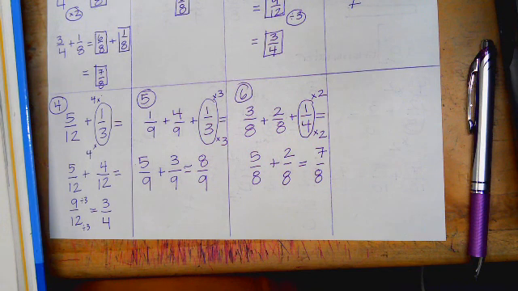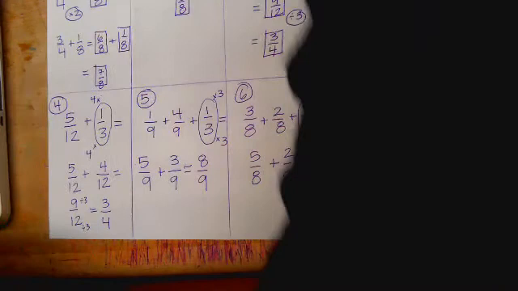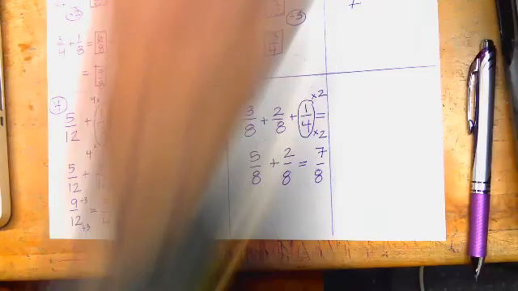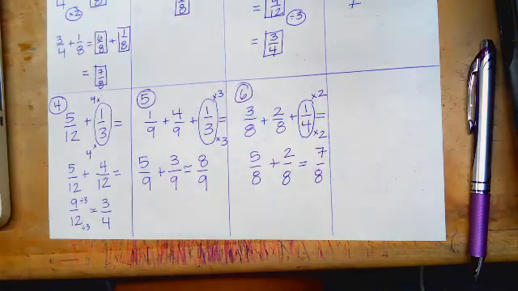Okay. So hopefully this helped you to see how to add unlike fractions. This is something that you probably have a little teensy bit of experience with, but by the time you go to 5th grade, you'll be really good at doing it because it gets easier the more you do it.